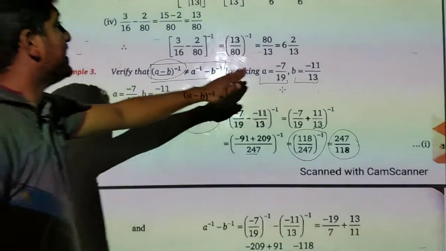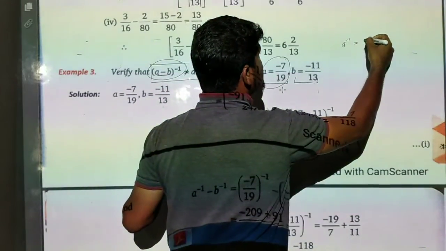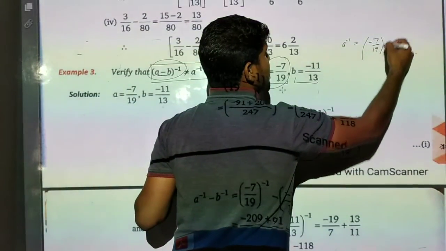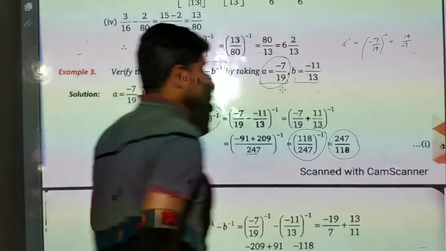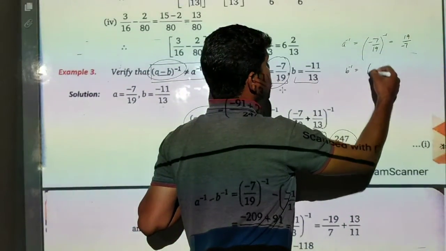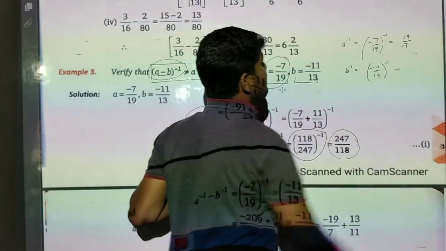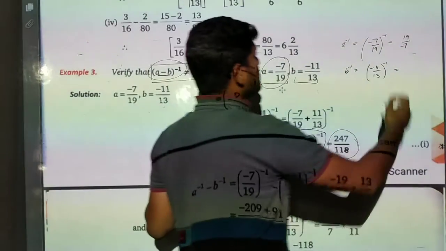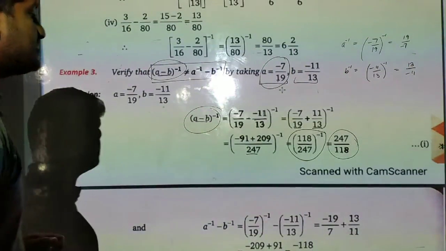Now we will find a raised to power minus 1. A is minus 7 by 19 raised to power minus 1, that is 19 by minus 7. Now what is b raised to power minus 1? We will call it the reciprocal of b, minus 11 by 13. So what is the reciprocal of b? 13 by minus 11.